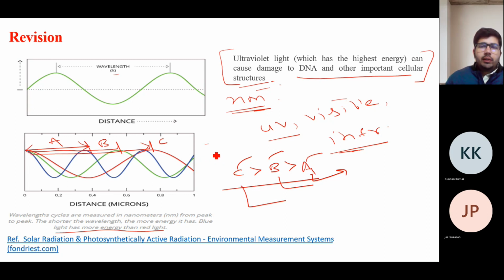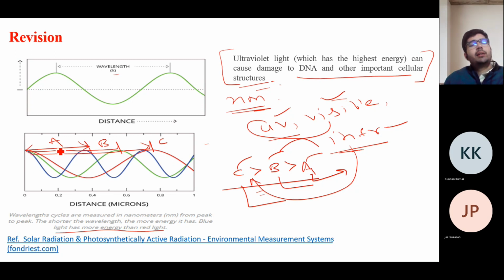So in sunlight, there are three bands: UV, visible, and infrared. UV comes under A, visible comes under B, and infrared comes under C. So these are the color representations. The blue color is representing the UV radiation, the green color is representing the visible radiation, and the red color is representing the infrared radiation.